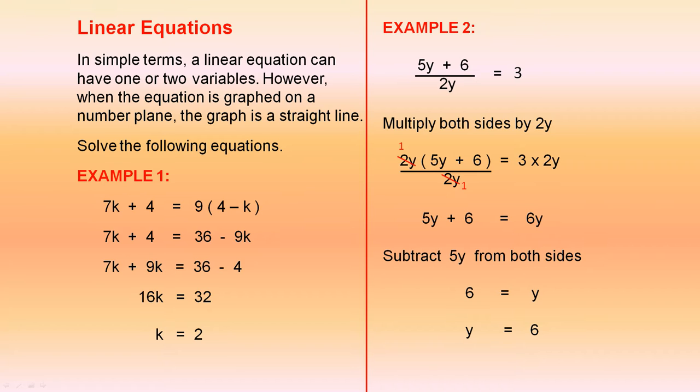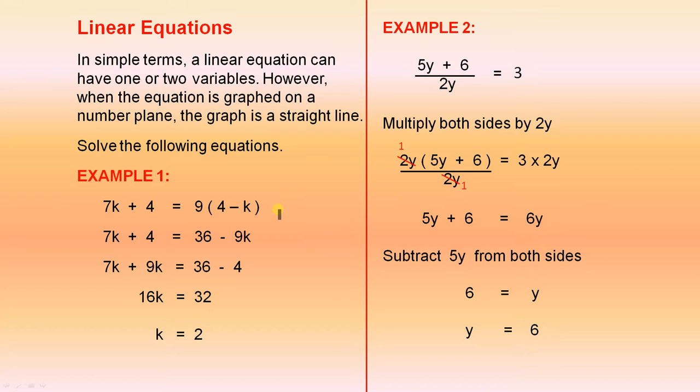Linear equations. In simple terms, a linear equation can have one or two variables. However, when the equation is graphed on a number plane, the graph is a straight line. Solve the following equations. Here's the first example.